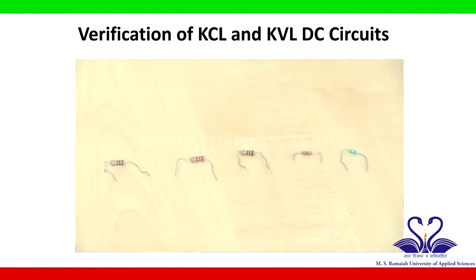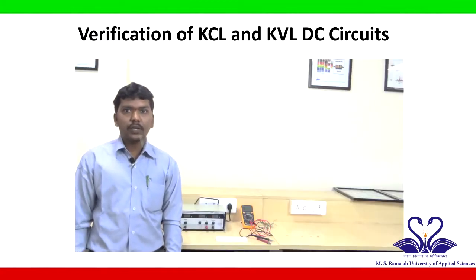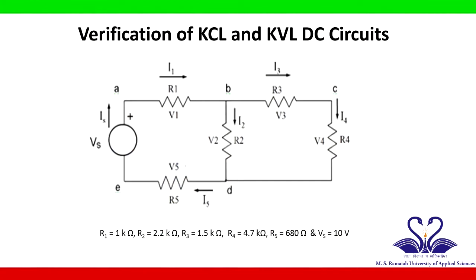Now measure the value of the resistors based on their color codes using the multimeter according to the given circuit. According to the given circuit, R1 is 1 kilo ohm, R2 is 2.2 kilo ohms, R3 is 1.5 kilo ohms, R4 is 4.7 kilo ohms, and finally R5 is 680 ohms, that is nothing but 0.68 kilo ohms, and the required supply voltage is 10 volts.